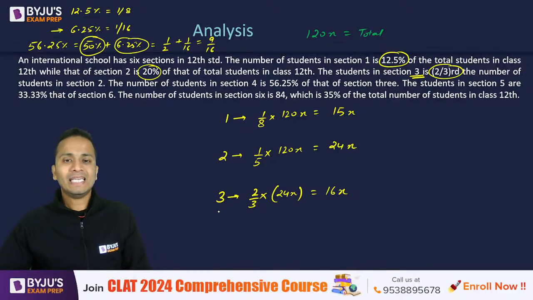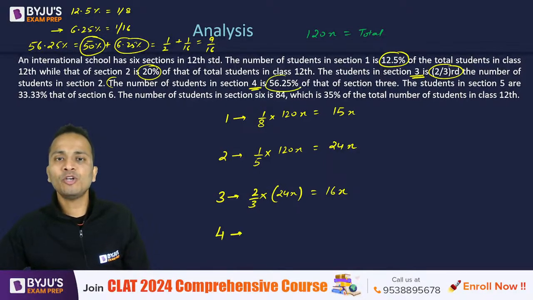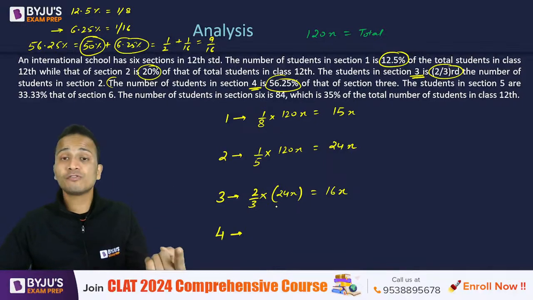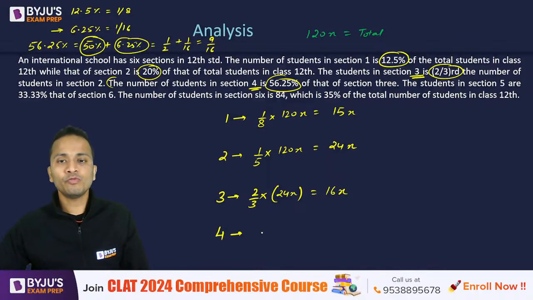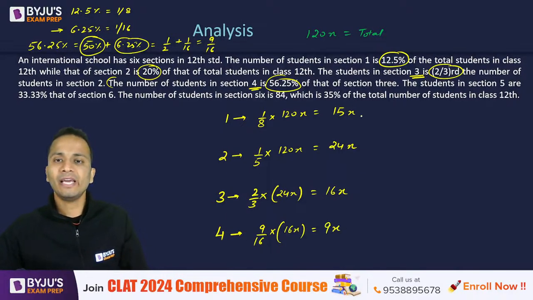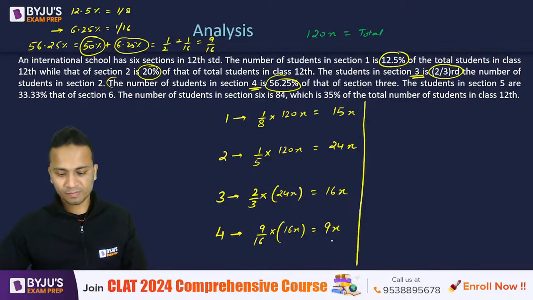Alright. Now this is up till section 3 that we have done. Now let's move on to section 4. The number of students in section 4 is 56.25 percentage of that of section 3. Now 56.25 percentage is 9 by 16 of section 3. Section 3, the number of students is 16x. So section 4 will have 9x as the total number of students. All right, fine. I hope all of you are getting it.